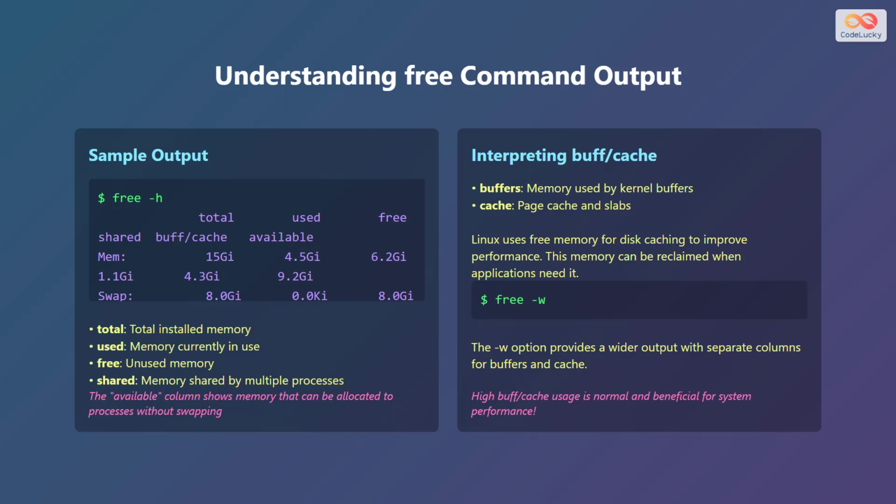Buffers refers to memory used by kernel buffers, while cache includes the page cache and slabs. Linux uses free memory for disk caching to improve performance. This memory can be quickly reclaimed when applications need it. To see separate columns for buffers and cache, you can use the command free -w. It's worth knowing that high buff/cache usage is normal and actually beneficial for overall system performance, as it speeds up access to frequently used files.